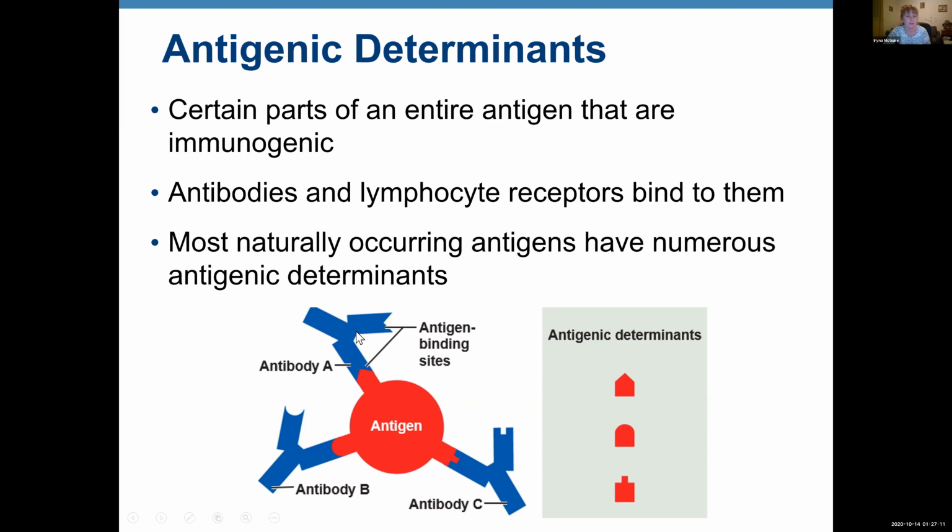And antibodies, shown here in blue, and lymphocyte receptors can bind to them. Most naturally occurring antigens like bacteria and viruses have numerous antigenic determinants, right? So over here you can see how they all have different shapes.